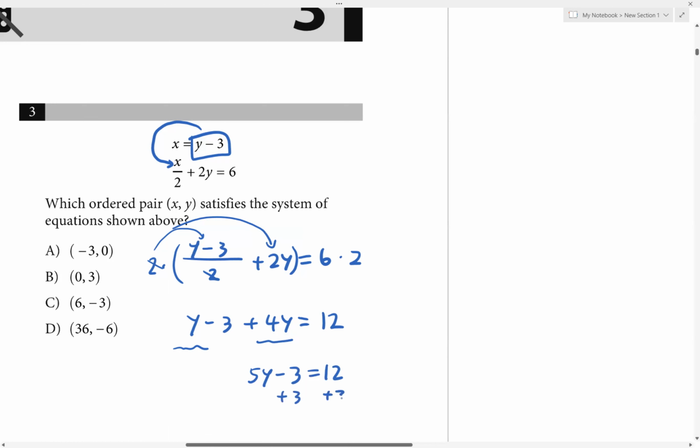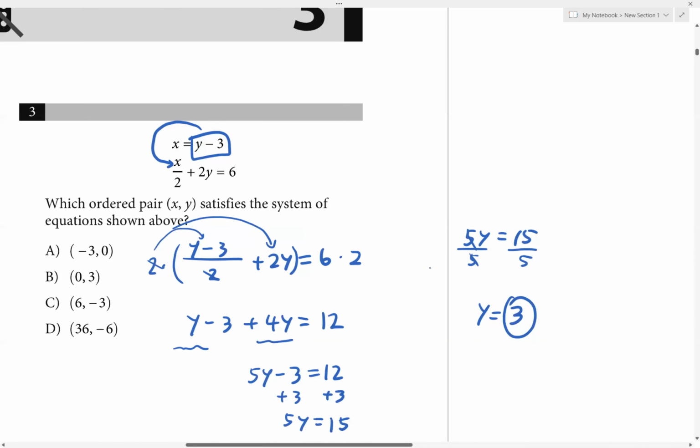Then add 3 on both sides. We get 5y equals 12 plus 3, which is 15. So 5y equals 15. We can solve for y by dividing by 5 on both sides. 15 over 5 is 3, so we get y equals 3. So we know the y value had to be 3.